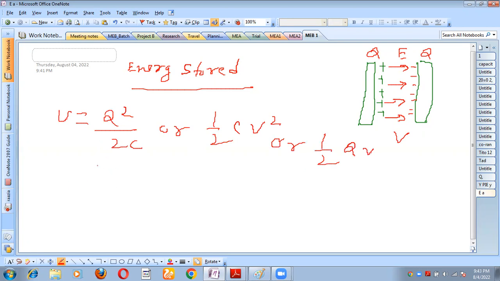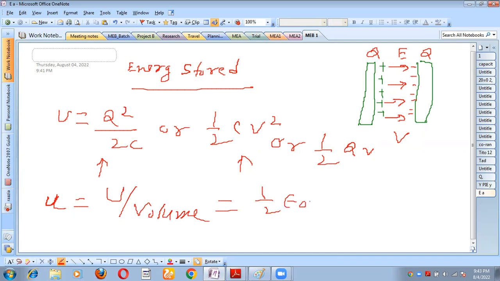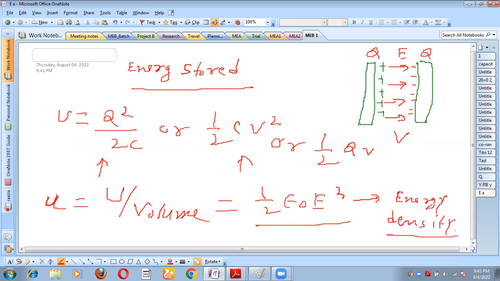So if charge is given, you can use this expression. If potential is given, you can use this expression, or we can also use half Q into V. Energy density between the plates, that is U, equal to energy per unit volume, which is half epsilon naught E square. You may have heard about this, half epsilon naught E square. This is called energy density, the energy density in the electric field between the plates.